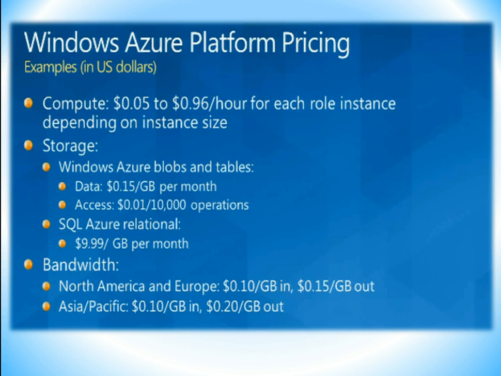So that's how you define the instance size. Storage. Windows Azure blobs and tables, they're the cheaper option. So the data which ends up using the blobs or the tables, it's about 15 cents per GB per month. And don't you forget, whatever you've written into the tables and blobs, you can definitely access this. And access out here is about 0.1 cents per 10,000 operations.